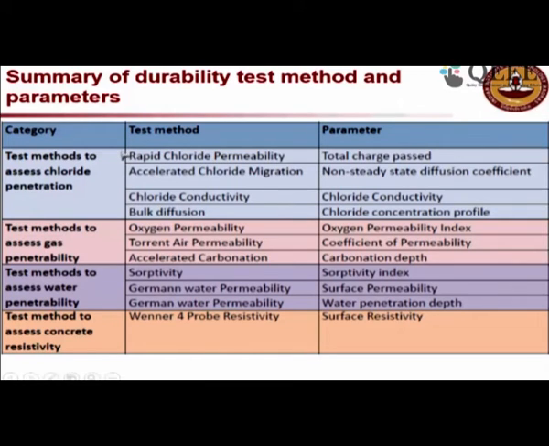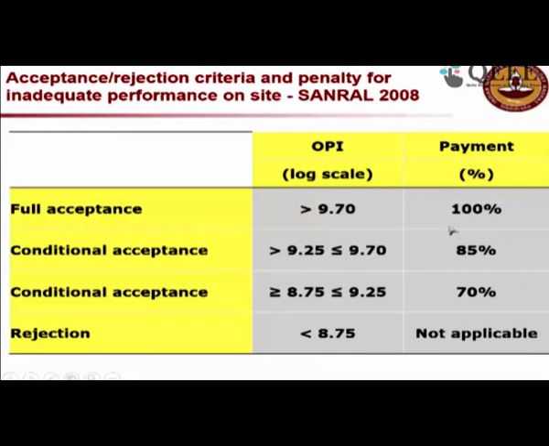Now all these durability tests which we discussed, this is just a summary of the test method and the parameters we look at associated with these tests. For example, in the oxygen permeability test, we look at something called the oxygen permeability index. For that index we have a specification. If it is above, I think, 9.75, it's a log scale. There are different tables available to check whether the concrete is good or bad. The higher the index, the better the quality of the concrete.